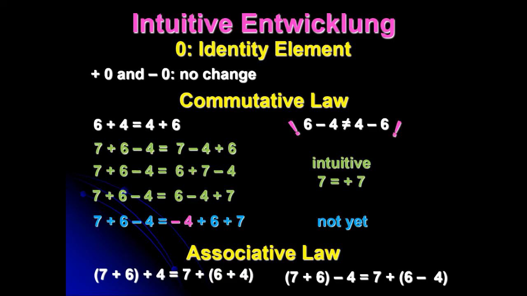With these activities, the children have developed a good intuitive understanding of the following: the identity element 0, the commutative law, and partly the associative law. And that is without having to instruct or without having to teach. The children discover the properties for themselves.